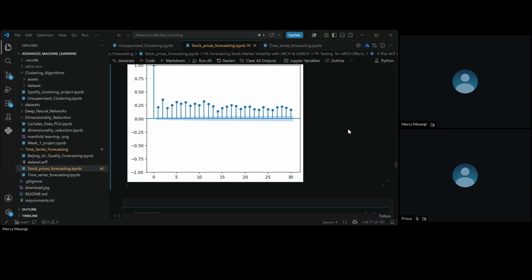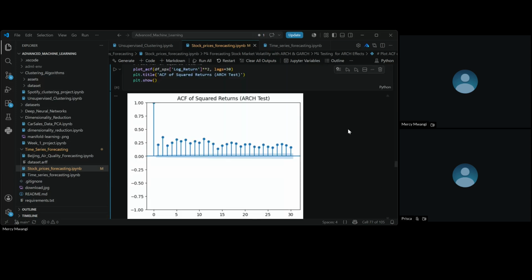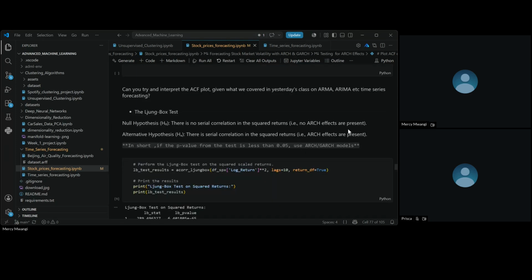When you see this, it means there's temporal dependence in your volatility, in your log of returns, which means you can therefore confidently apply your ARCH and GARCH. So that's what we mean by testing for ARCH effects. Okay? All right? So that's how.